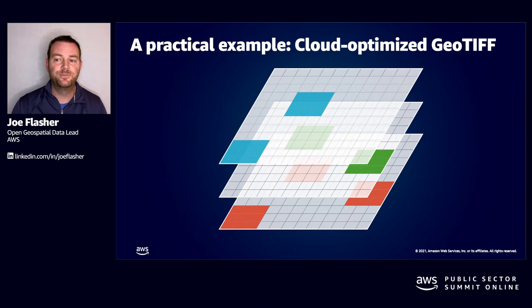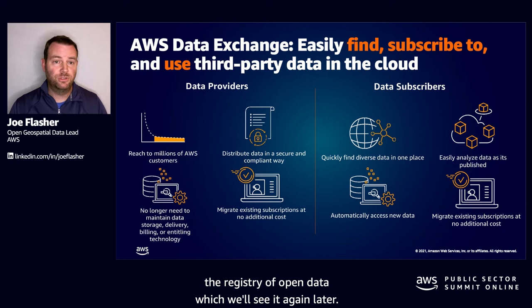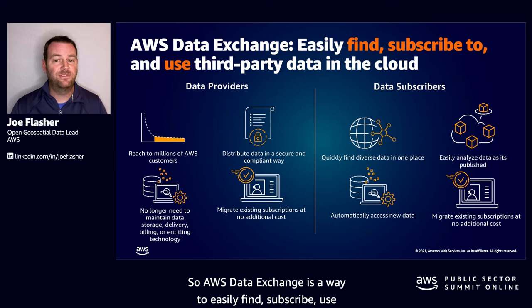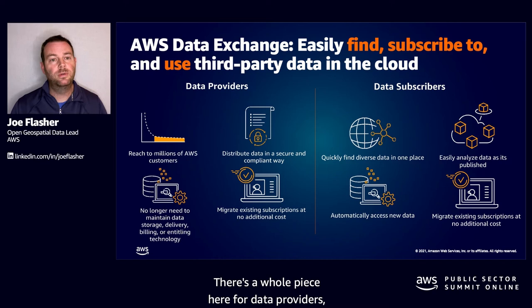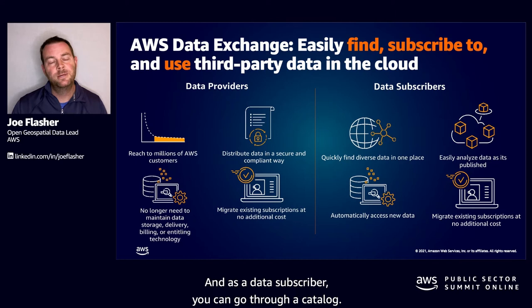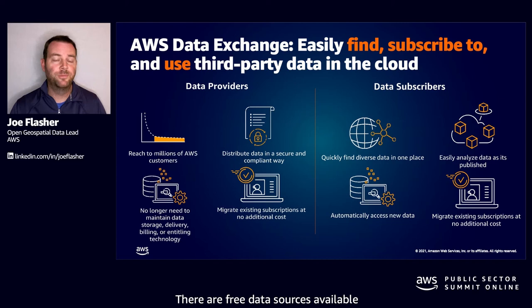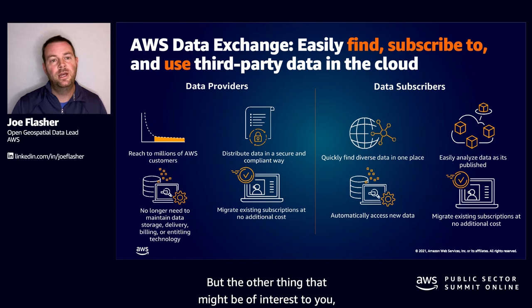So I talked a little bit about the Open Data Program, the Registry of Open Data, which we'll see again later. But there are other ways to get access to open data, as well as other data that you might be looking to work with for your processes. So AWS Data Exchange is a way to easily find, subscribe to, and use third-party data available in the cloud. There's a whole piece here for data providers, but again, I'm going to focus just on data subscribers for the purpose of this talk. As a data subscriber, you can go through a catalog and find different sources that you're looking for. There are free data sources available through AWS Data Exchange, but the other thing that might be of interest to you is that there are also commercial data sources available through Data Exchange.